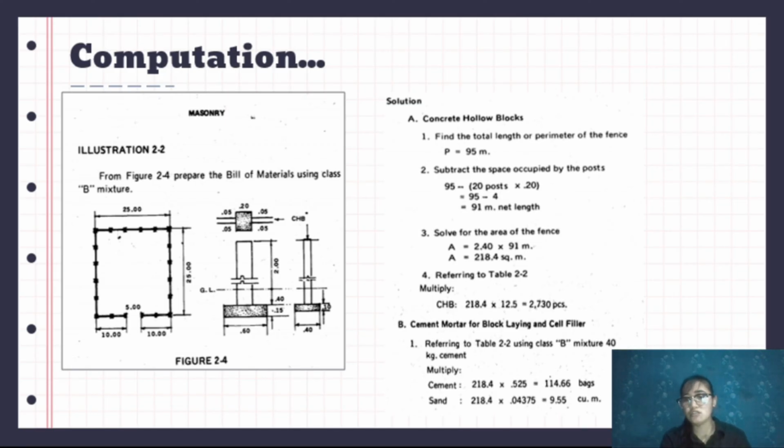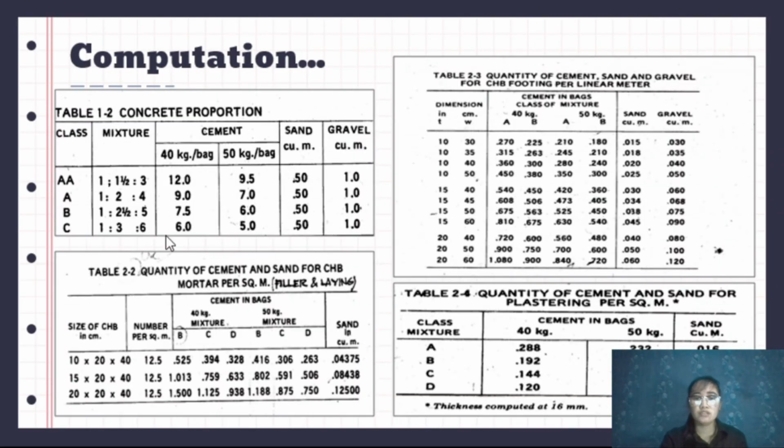The 218.4 is the area you calculated. Multiplied based on the table, the 12.5, you can get the required pieces of CHB, which is 2,730. Based on this table, we have here the 12.5.